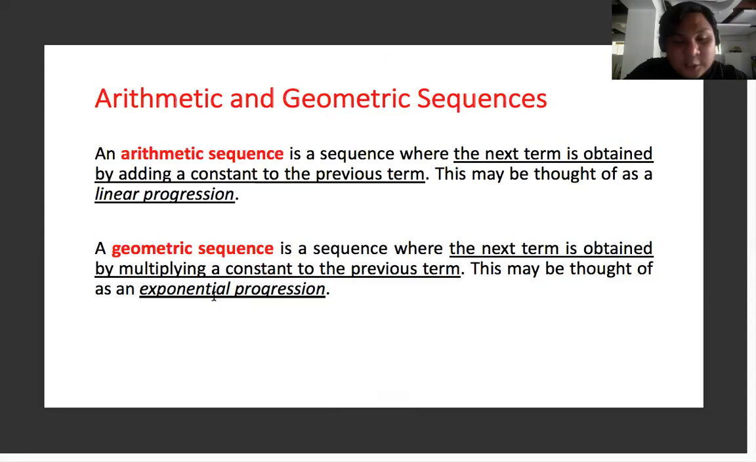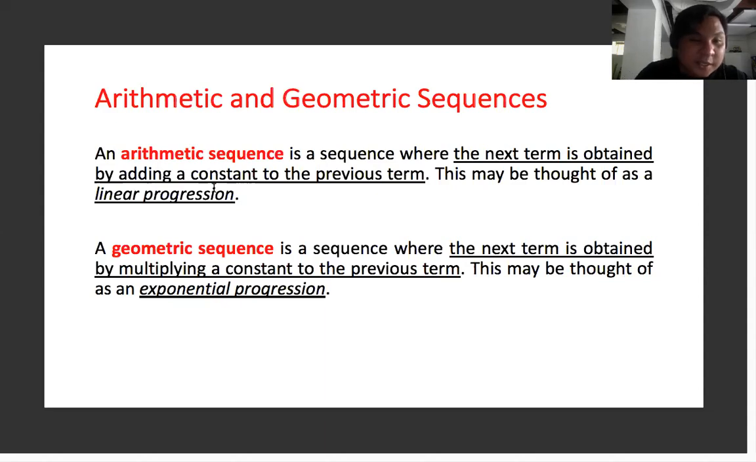All right, so this is pretty much the last topic we're going to be covering, arithmetic and geometric sequences. So an arithmetic sequence is a sequence where the next term is obtained by adding a constant to the previous term. This may be thought of as a linear progression. So a linear function is like an arithmetic sequence. So in our previous examples, the first two follow an arithmetic sequence.